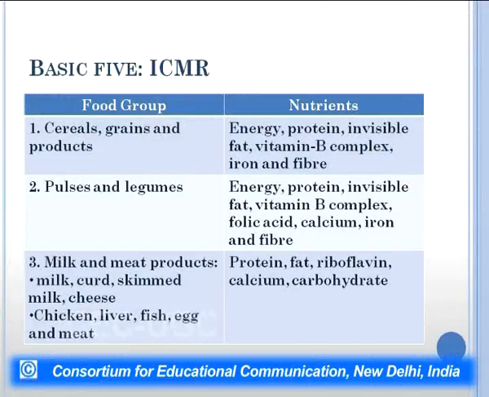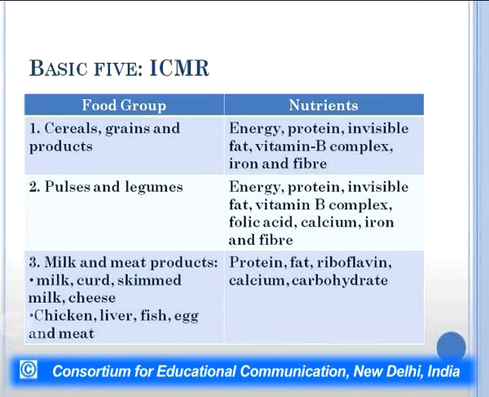The basic 5 food groups are given by the Indian Council of Medical Research, and we usually follow these five food groups whenever we conduct practicals in our colleges and schools, because these 5 food groups are recommended by ICMR, and accordingly balanced diets have been recommended by the ICMR. The first group is cereal, grains and products. This group provides energy, protein, invisible fat, vitamin B complex, iron and fiber.